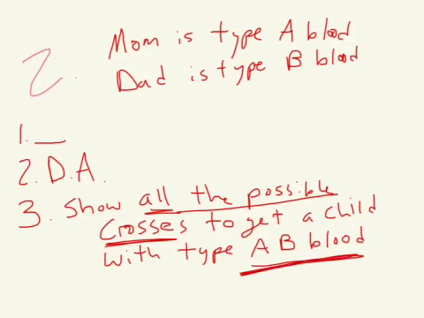We're going to have more than one type, because remember, I didn't necessarily define the mom and dad's genotype. I gave you their phenotype, so I need you guys to give me different possible combinations of genotypes that could give a child with AB blood.